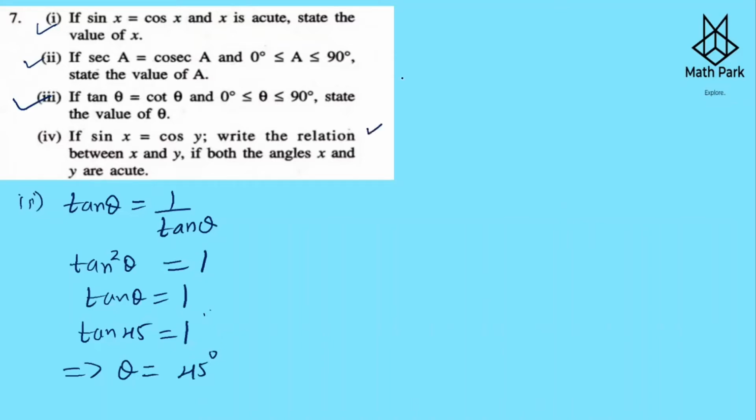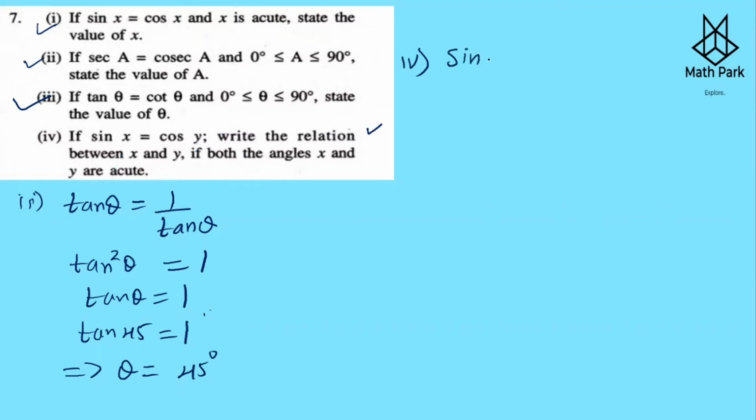Okay. Let's move on to the fourth part of this. Sin x is equal to cos y. Write the relation between x and y if both the angles are acute. Both the angles x and y are acute. Now you are given sin x is equal to cos y.